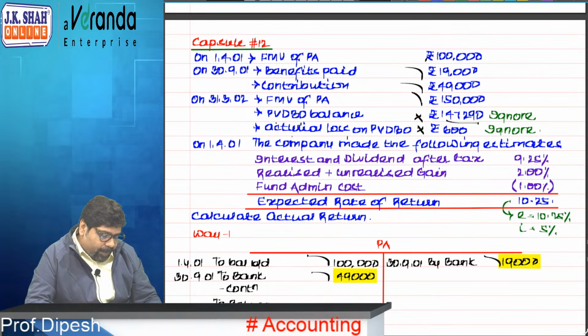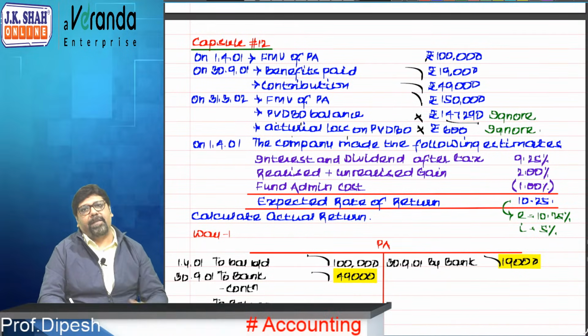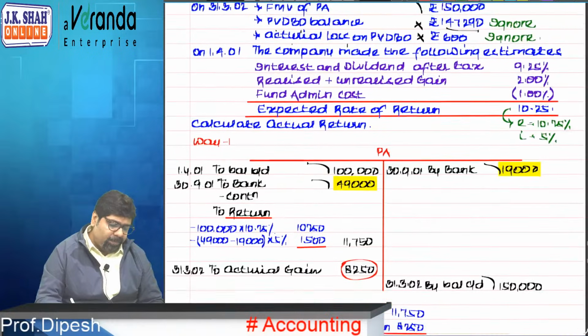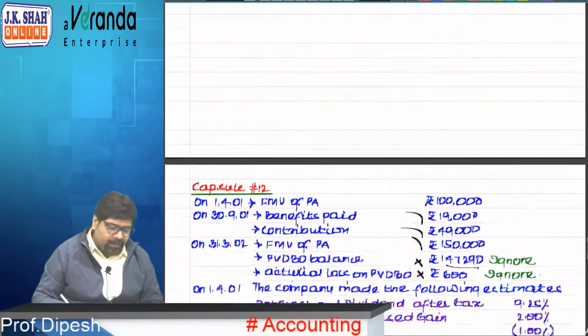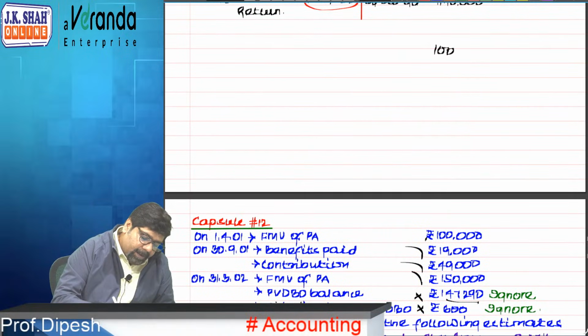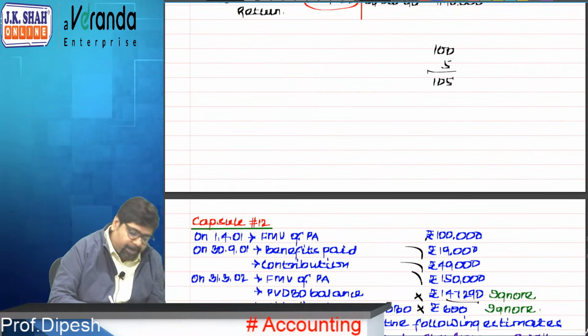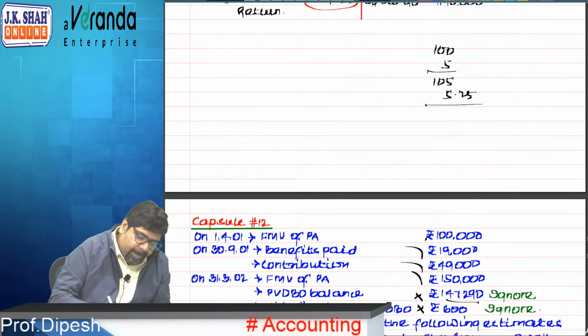Company made the following estimates. Interest and dividend I will earn 9.25%, realized plus unrealized gain 2%, fund admin cost 1% expected. Rate of return is equal to 10.25% for the whole year. 10.25% for the whole year is 5.125% for half year. How, sir? 100 plus 5, 105. On 105, again 5% interest is 5.25. So 110.25. So 5% for full year, half year.